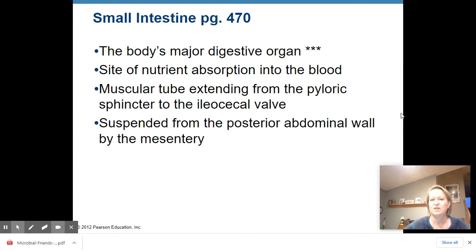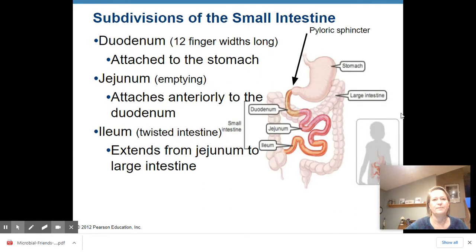The last portion of the small intestine is called the ileum, and the first portion of the large intestine is called the cecum. So there's a sphincter there between the ileum and the cecum, and it's called the ileocecal valve. So the small intestine is suspended from the posterior abdominal wall by the mesentery. So remember, the mesentery is part of that peritoneal, that fatty lining with connective tissue that holds everything in place.